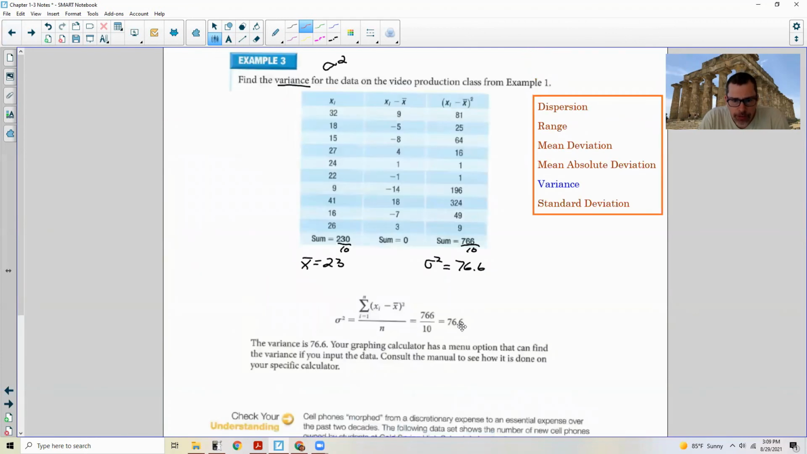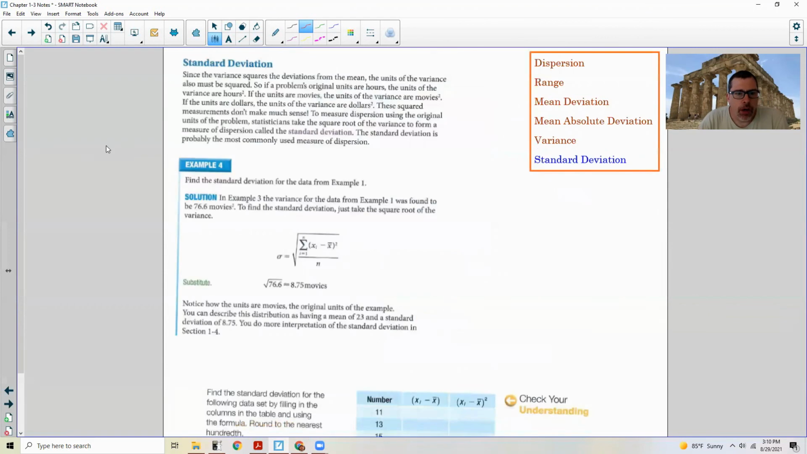So let me go back to that. Right here, if the variance is sigma squared, and you take the square root of sigma squared to get the standard deviation, then the standard deviation is the square root of sigma squared. So it'd be the square root of all of this, which would give you the square root of 76.6. Okay, and that's all we have to do here. So the square root of 76.6 is approximately 8.75.